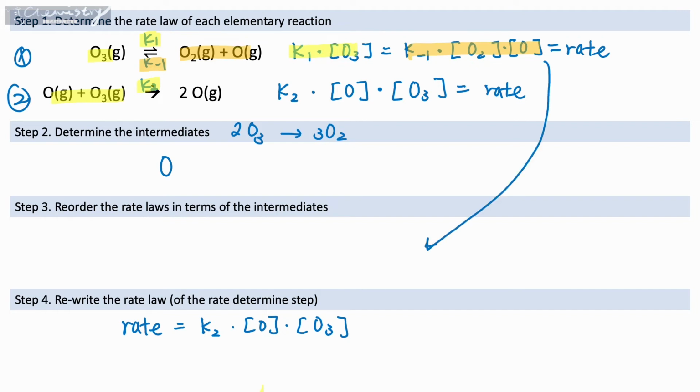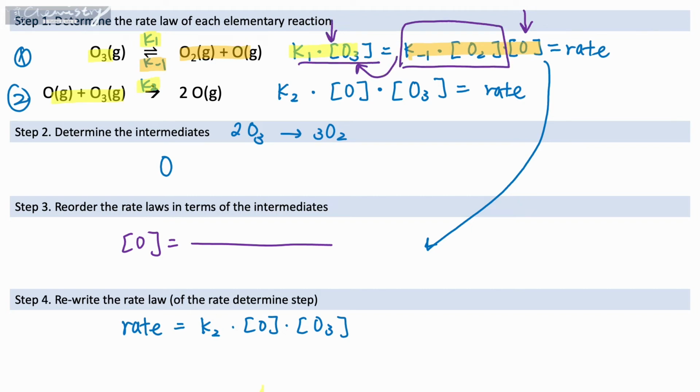So basically we're going to rearrange this one and say that O is equal to something. So all we have to do is divide this part by the one in the box. So K1 multiplied by concentration of O3 over K-1, and then concentration of O2 as well. So that will be how we can rearrange the equation to express it in terms of concentration of O. And with this information, we can then replace this part with the O that is down here, because the concentration of the intermediate cannot be in the final version.